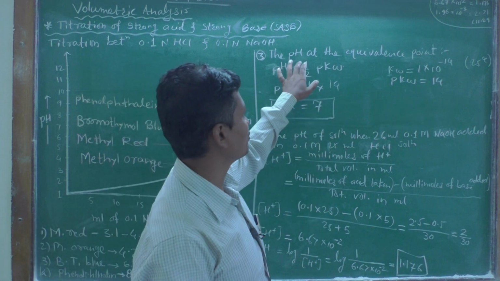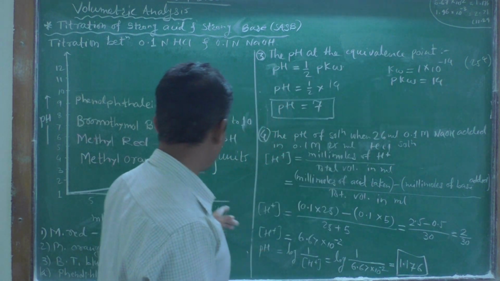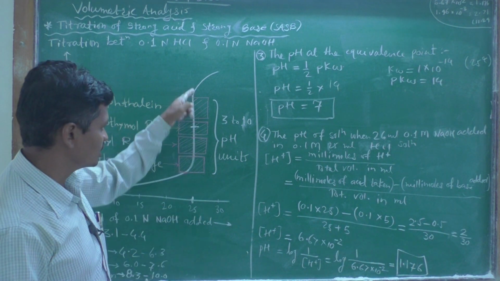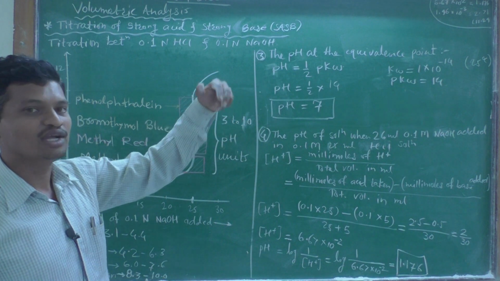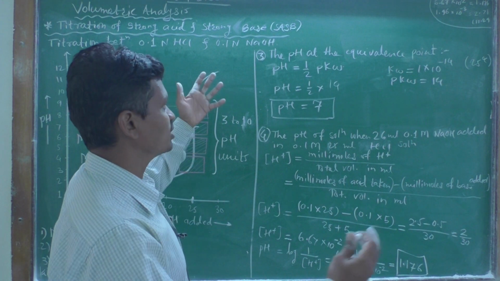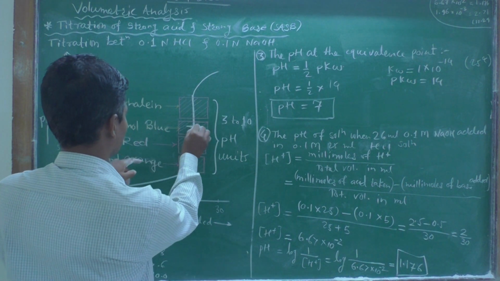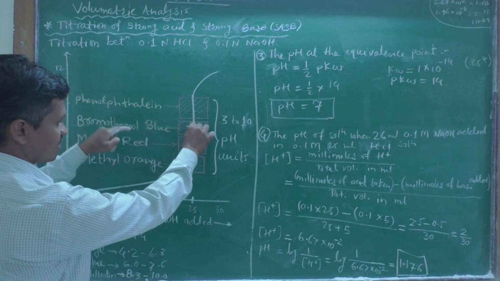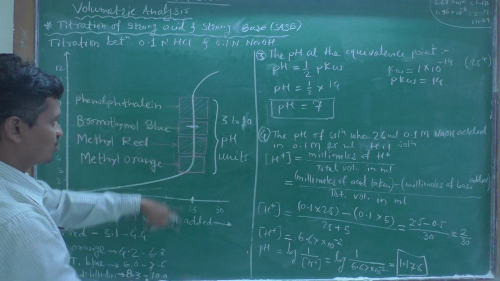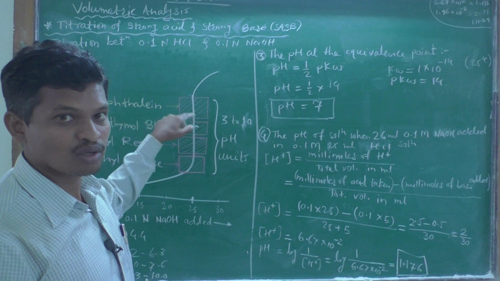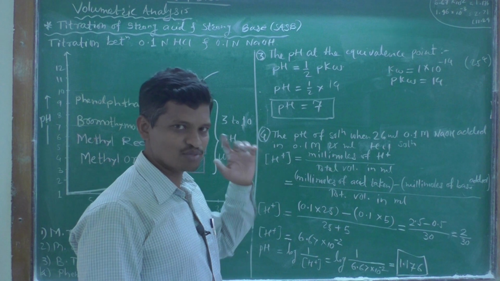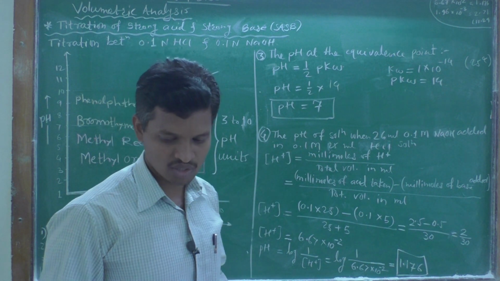So at the equivalence point, what is the volume of NaOH added? It is 25 ml. Look at this, 25 ml. When we are adding 25 ml of the base NaOH from the burette, what will be the pH? This pH will be 7. So this point coincides with 25 ml of NaOH and pH 7. This point is located in the straight line region of this curve. This is the most important part that one should remember.